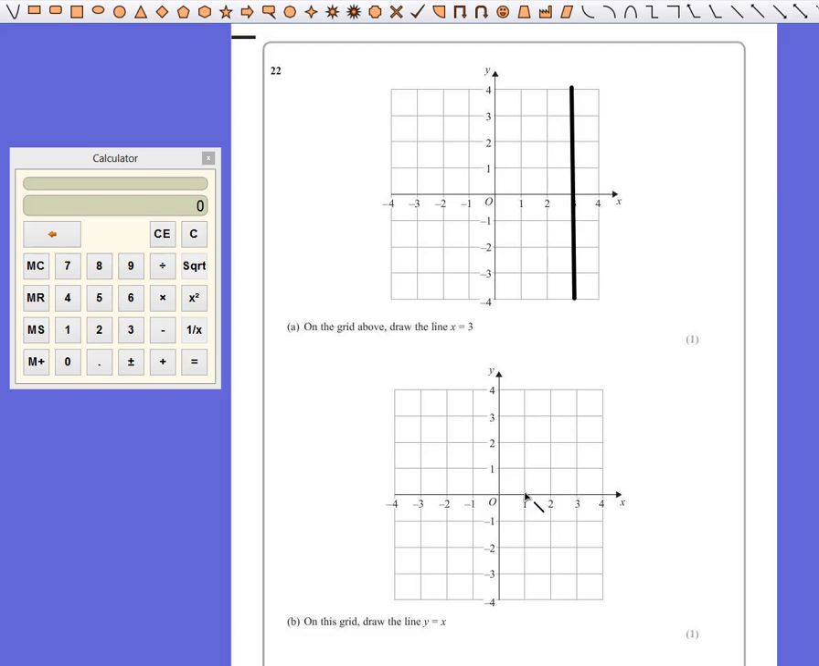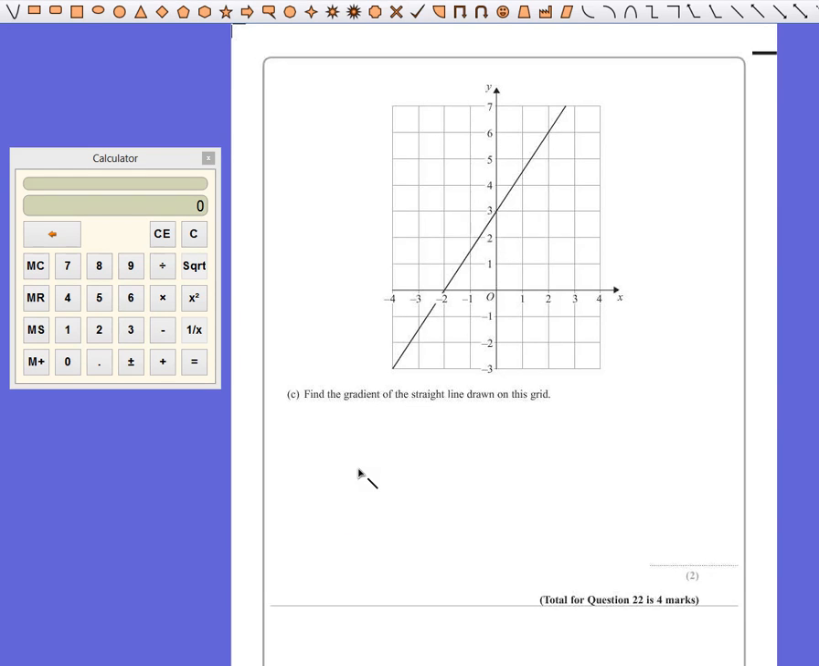So when x is 1, y should be 1 as well. When x is 2, y is 2. When x is 3, y is 3. When x is 4, y is 4. So what this does is create a diagonal line which goes through the origin, making all the points on it the same for both x and y. Let's quickly redraw that. So any point that we choose on here, x and y should be the same. So for example here, negative 3, negative 3, negative 4, negative 4.